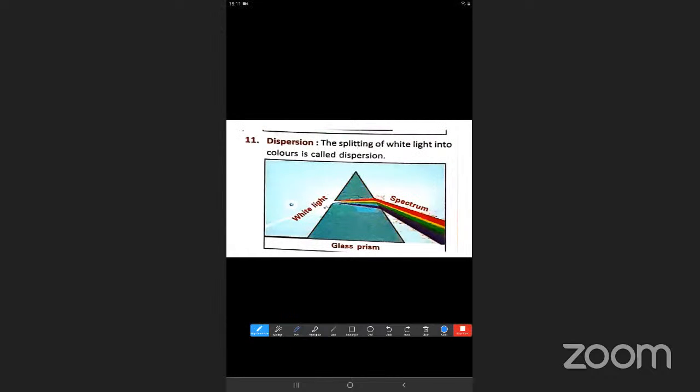And next, dispersion. The splitting of white light into colors is called dispersion. When white light passes through one side of the surface, the light rays emerge from the other side of the plane surface. So this splitting of white light into different 7 colors is known as dispersion.